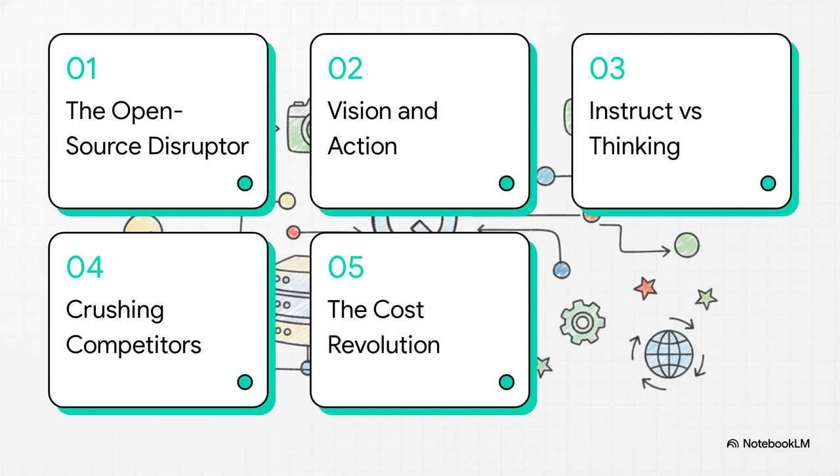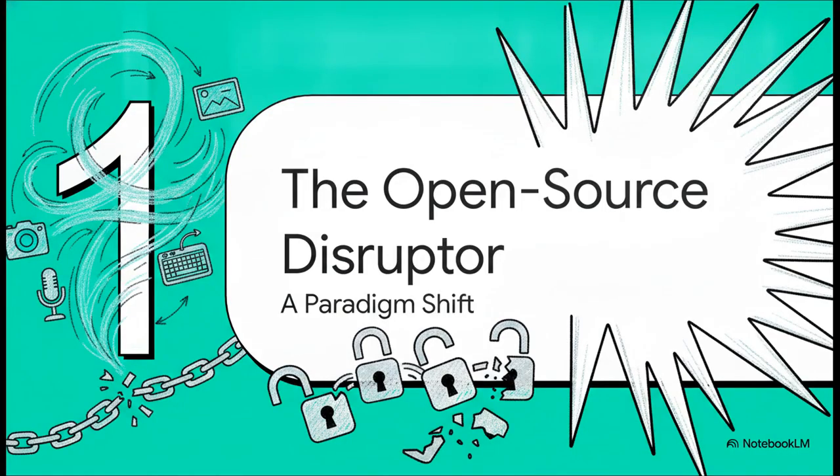Okay, here's a quick look at our roadmap for today's explainer. We'll cover the open-source disruptor, vision and action combined, Instruct versus thinking, crushing competitors, and wrap up with the cost revolution. All right, let's jump right into part one, the open-source disruptor.